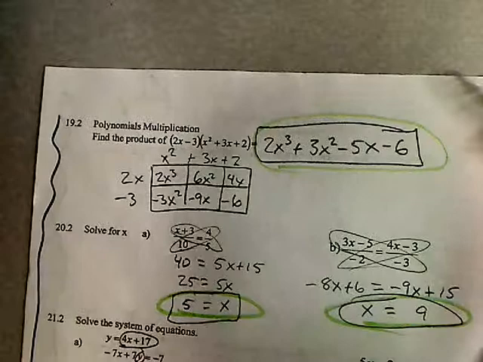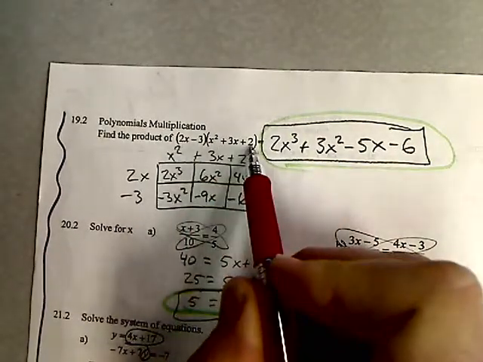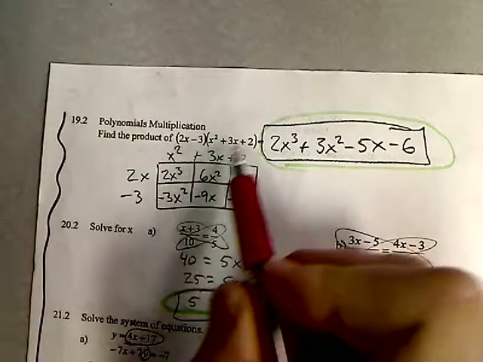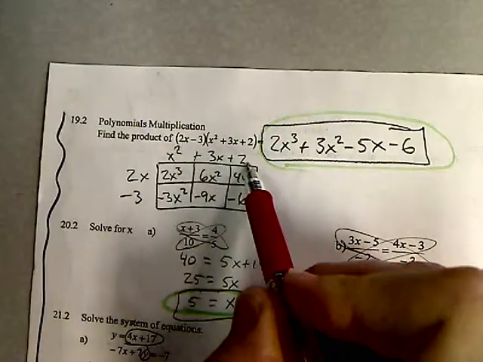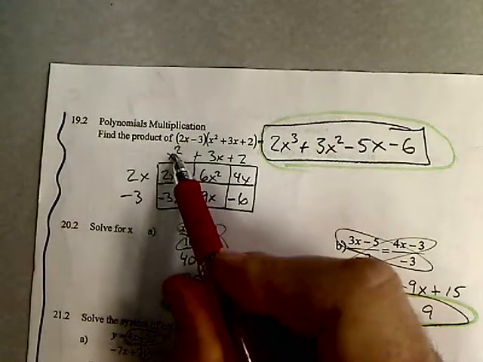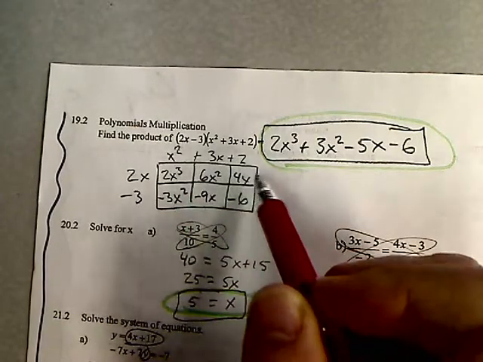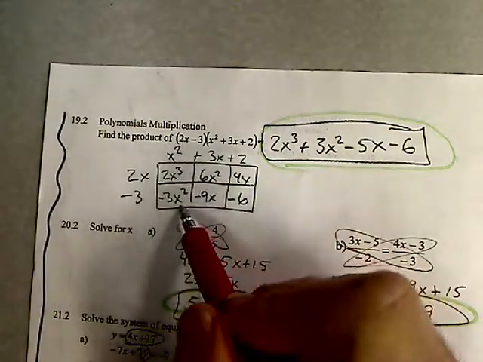Alright, multiply that guy by that ugly guy, that binomial times that trinomial. So that's why it's 2 by 3. Find the area of each one, multiplying to find the area. Multiply, base times height, to find the area.